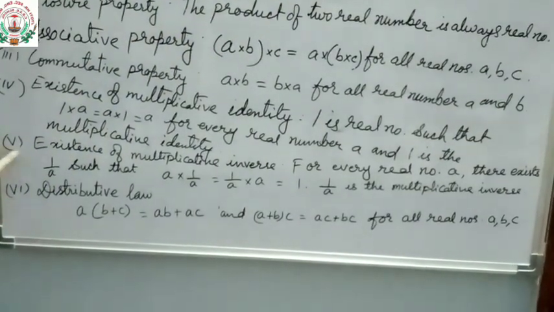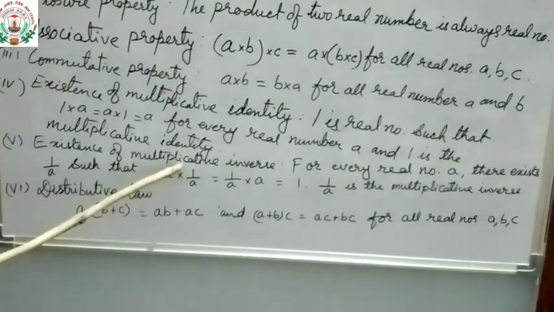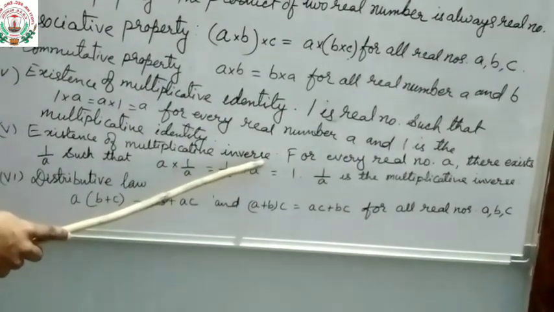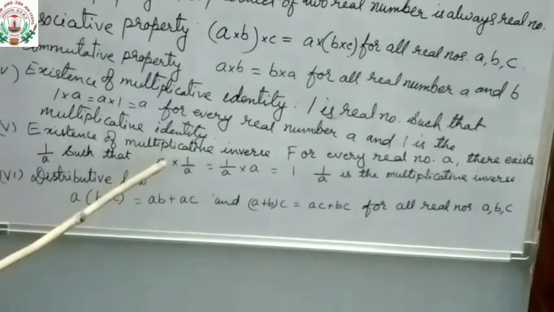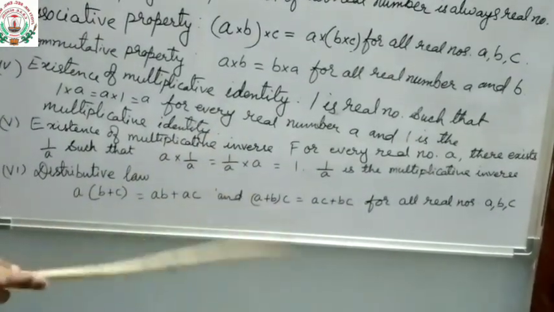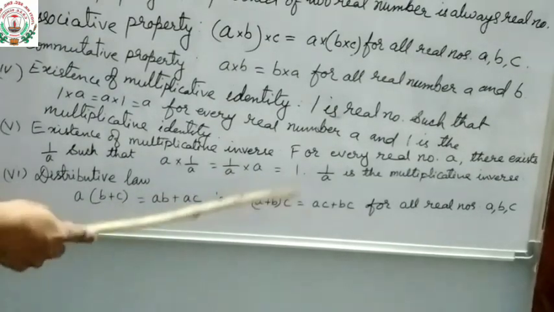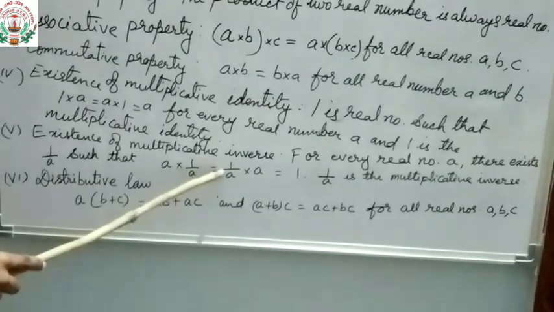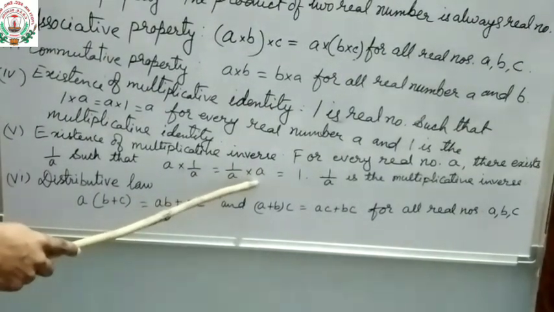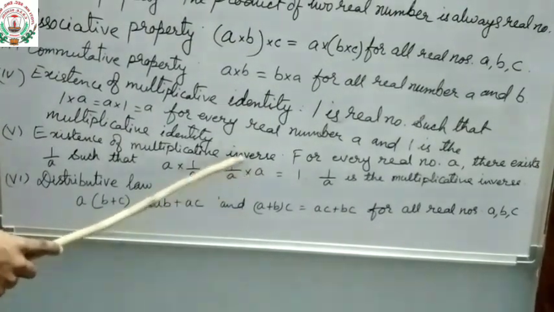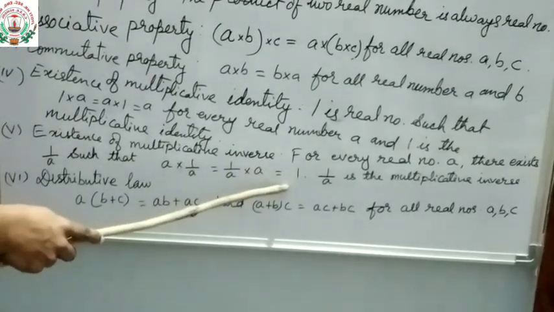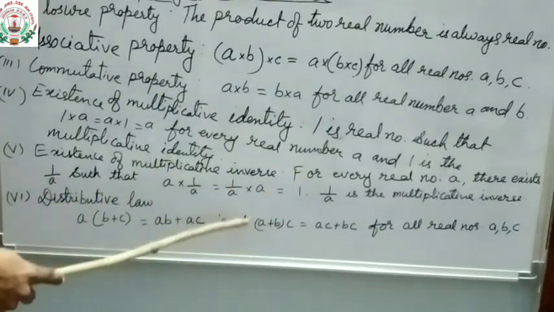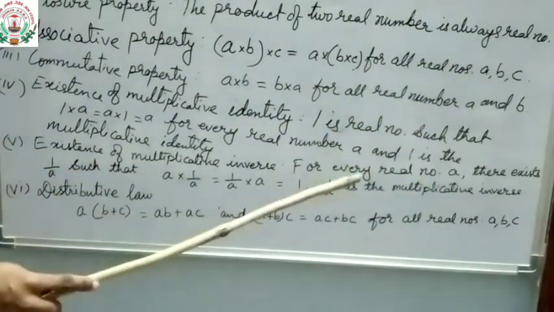Clear? Now the fifth point is existence of multiplicative inverse. Inverse means what? Reciprocal, you know. So any rational number you take, just multiply it with its reciprocal so that you will get the same. For example, you have taken 1 upon 2 as the real number. The reciprocal of it will be 2. So 1 upon 2 into 2 will be what? 1 again. Clear? So for any real number, its reciprocal will be the multiplicative inverse.